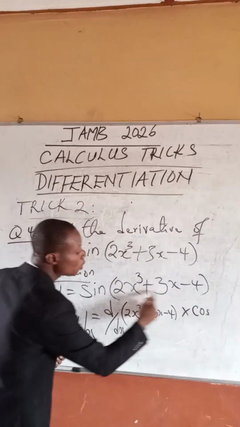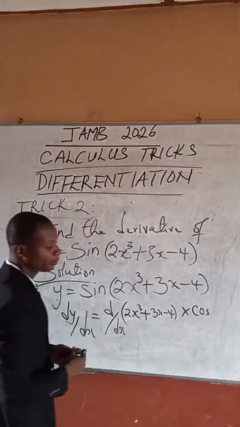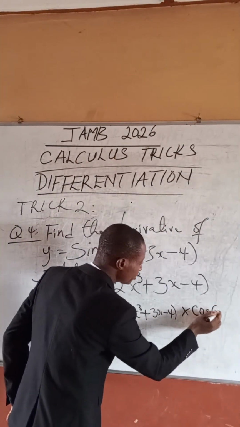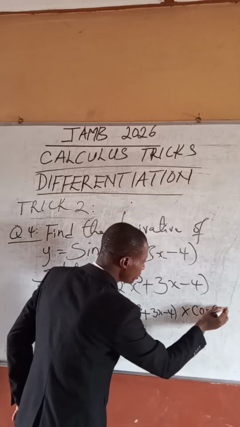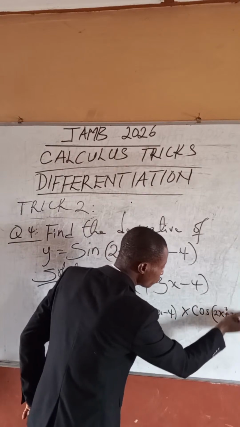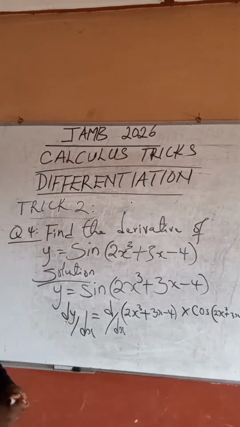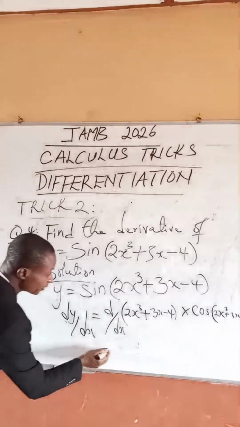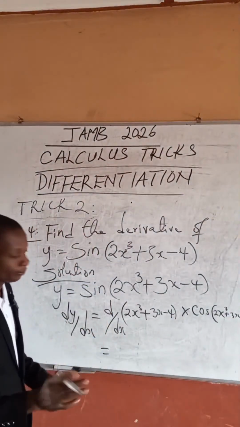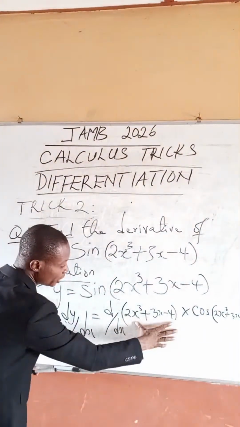Then repeat this one again here. Okay, so we are going to repeat it here, and that is 2x raised by 3 plus 3x then minus 4. This is what we have. Then the next phase is for us to differentiate this and multiply it by this, and that solves the problem. So let's differentiate this one.